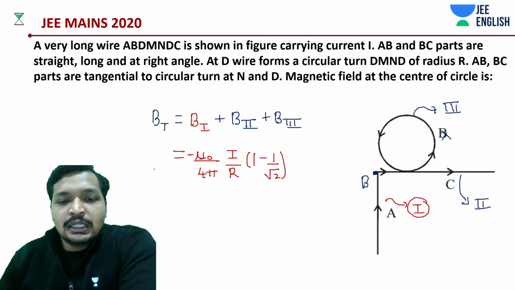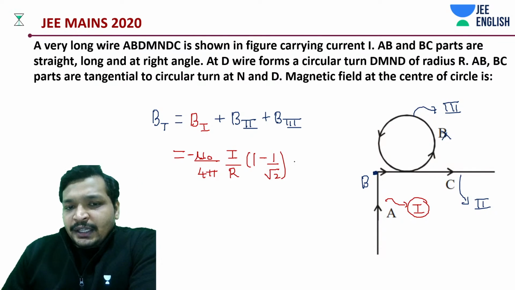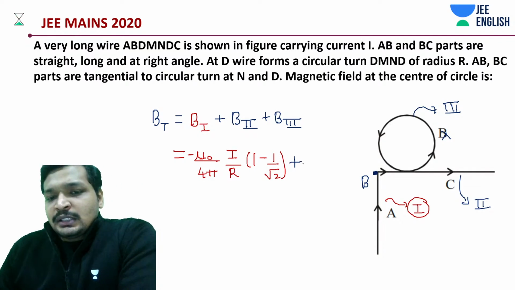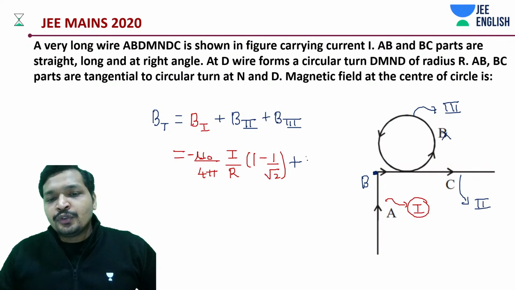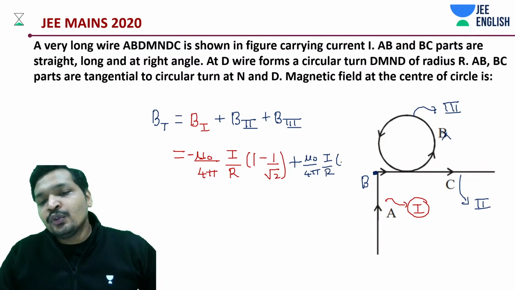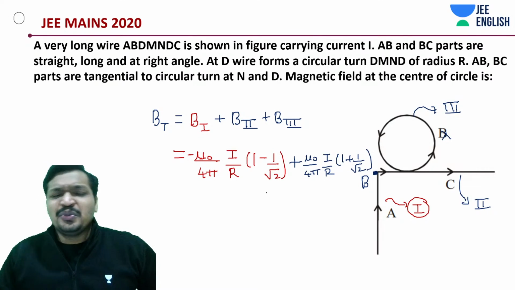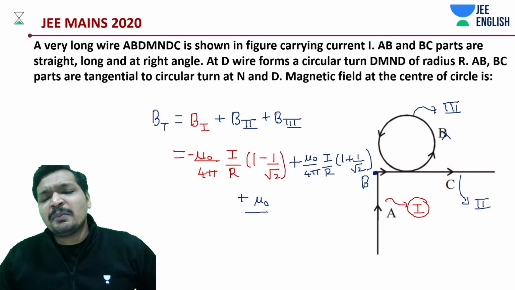There are two things in that direction, right? So outside, as we are taking even the sign wise, it's positive. Okay. And then what do we have? Due to 2, you have something like mu naught by 4 pi into I by r into how much? 1 plus 1 by root 2. Then what do we have? Plus of mu naught by 2 into I by r.